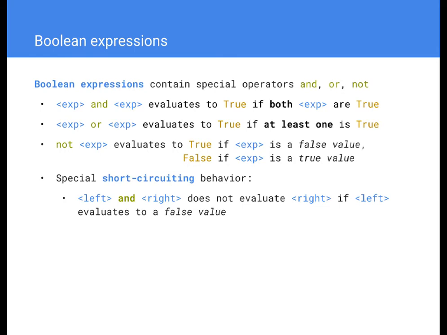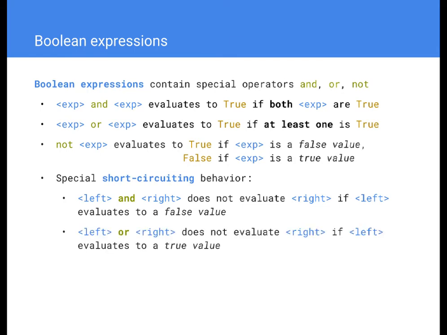Likewise, we can define or the same way. Or does not evaluate the right expression if the left expression evaluates to a true value. Since or is saying I want to find the first true value, and I already know the left expression is true, I have no need to keep on going.